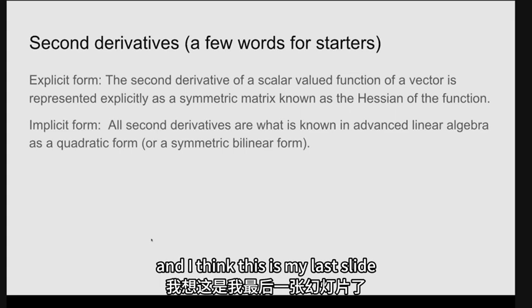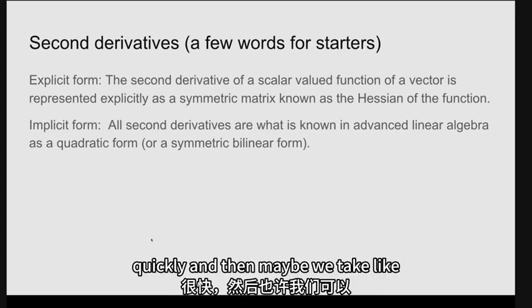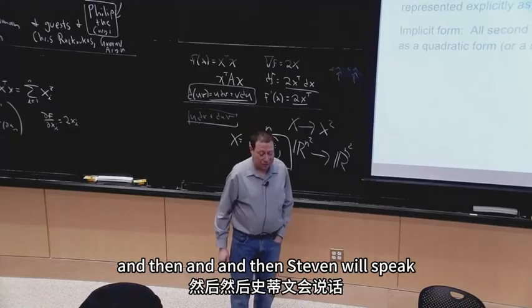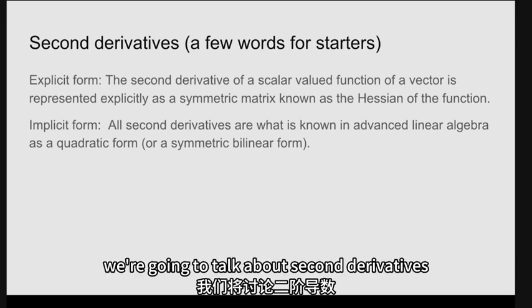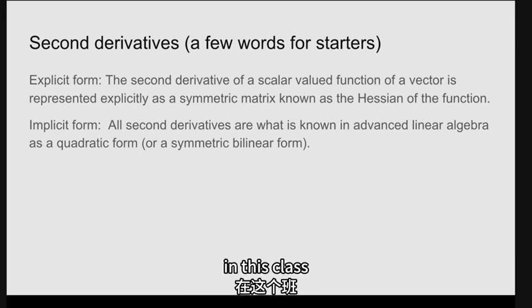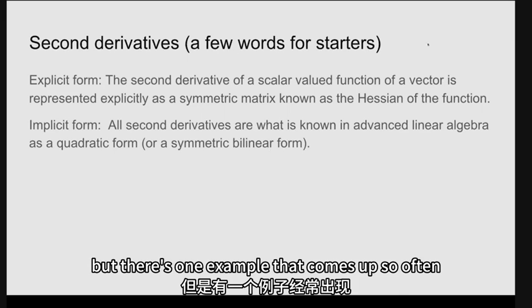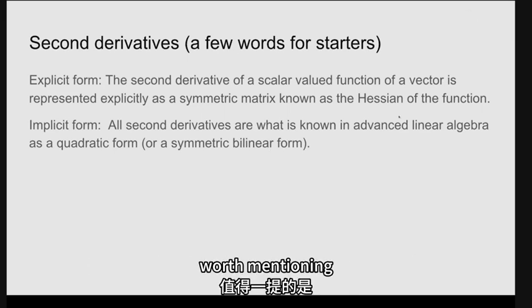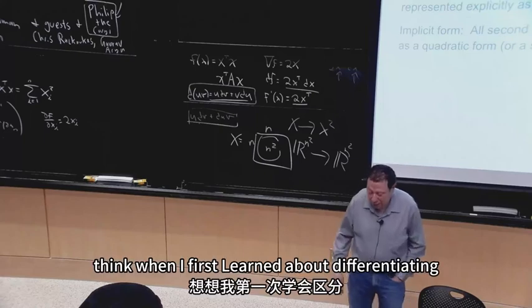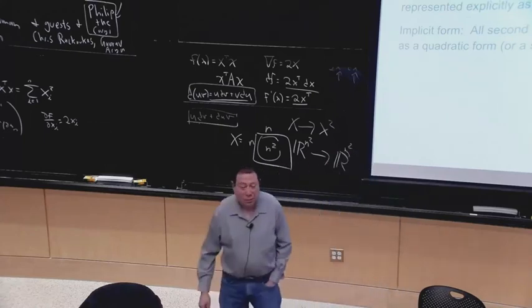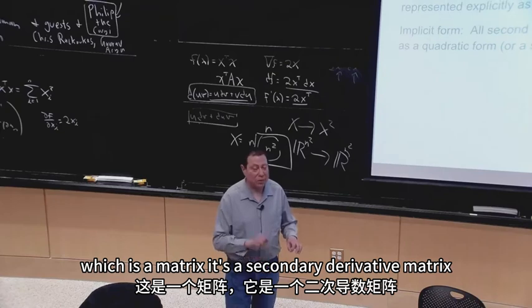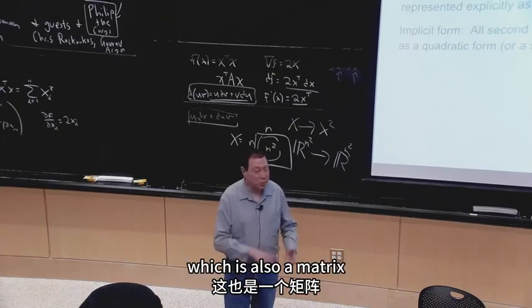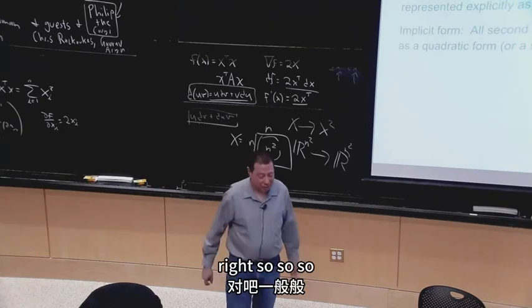And I think this is my last slide, so I'll just say a few words about second derivatives quickly. And then maybe we take like a 5-minute break or something, and then Stephen will speak. I don't know how much we're going to talk about second derivatives in this class, but there's one example that comes up so often that it's probably worth mentioning. When I first learned about differentiating vectors, I always got confused between the Hessian, which is a second derivative matrix, and the Jacobian, which is also a matrix, but a first derivative matrix, right?